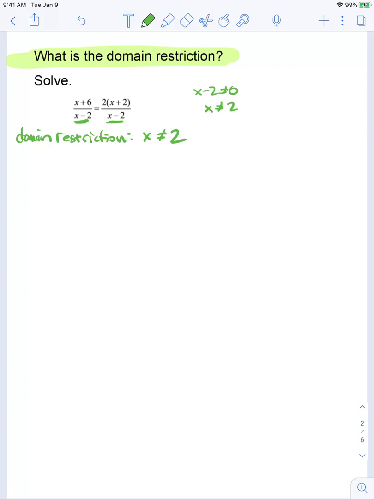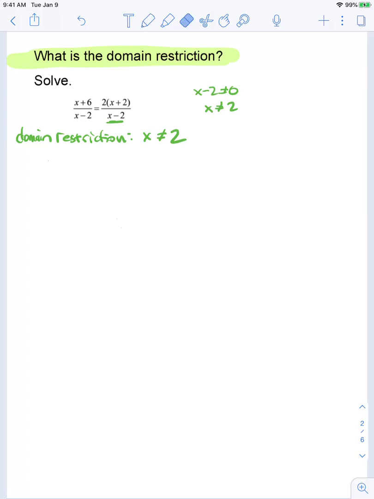What that means is that if you solve this algebraically and you end up with a solution of x equals 2, then you must eliminate that solution from your solution set because x equals 2 is not in the domain of this function as written. In other words, if you were to plug in x equals 2, you would get 0 in the denominator, which is impossible. All right, so let's go back to solving this.